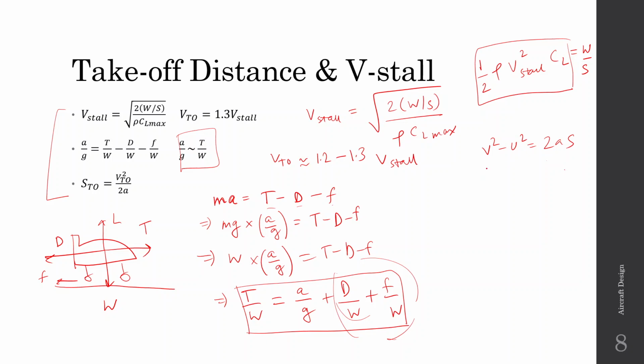So over here the final velocity is the takeoff velocity and the initial velocity is 0. So we can find the acceleration using the formula, where s is the takeoff distance.